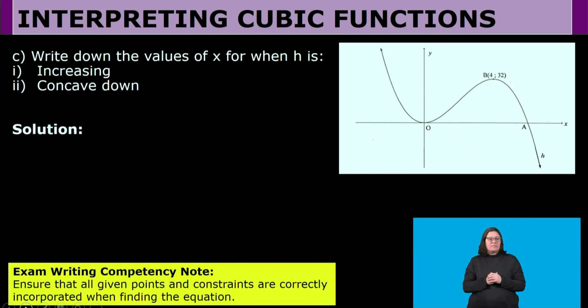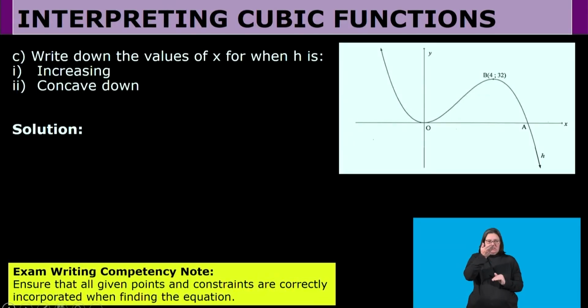Now we're going to go on to finding the values of x for when h is increasing. Increasing, remember, what does increasing mean? Increasing means that as your x values increase, your y values increase at the same time. So the graph is sort of going upwards, okay? So write in the values of x for when h is increasing. We have to analyze sections of the graph.